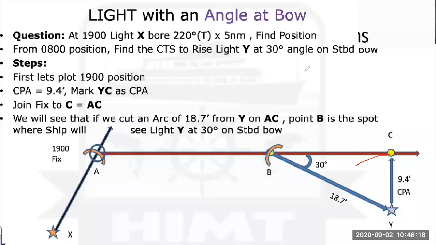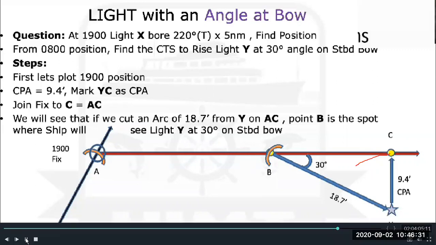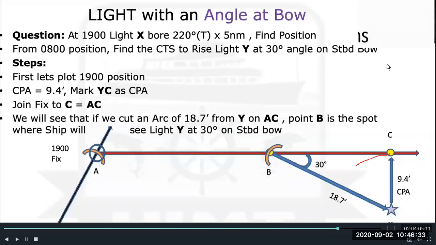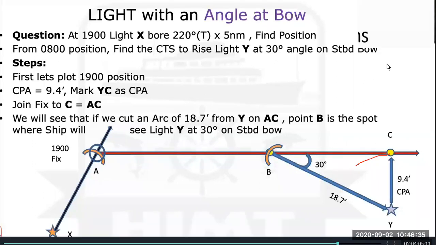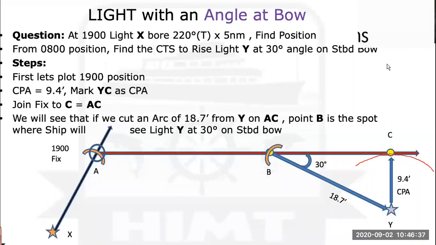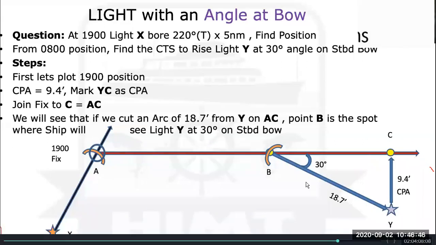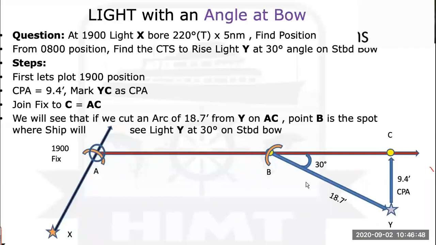Instead of telling you this about rising first and all, he could have himself told you that I want to have that light at starboard 30 degrees on the bow at a distance of 18 nautical miles. So what you would have done was, in the earlier triangle, what we can do, I know most of you have not understood.